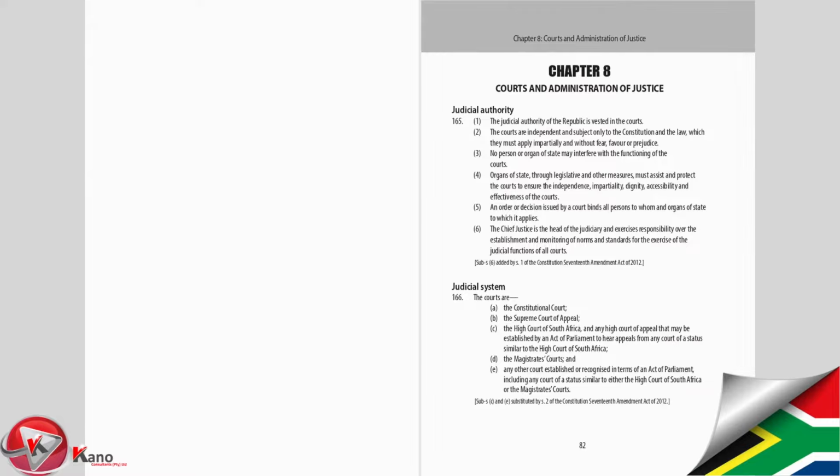There are various courts in South Africa, each with a different status, such as the Constitutional Court, the Supreme Court of Appeal, the various provincial high courts, and the various magistrates' courts around the country.